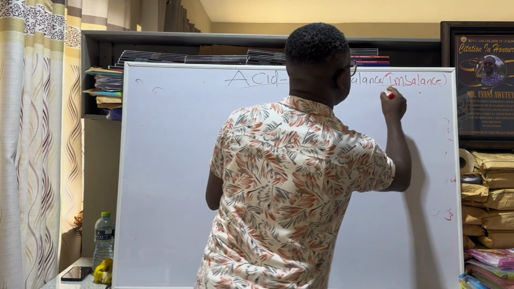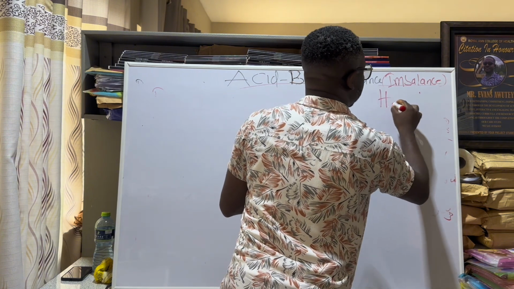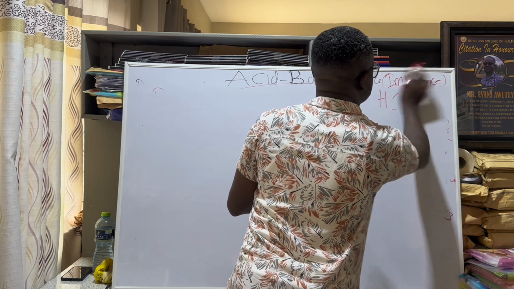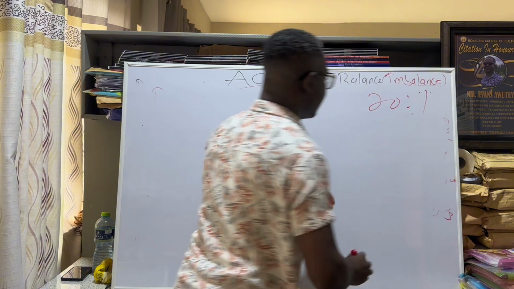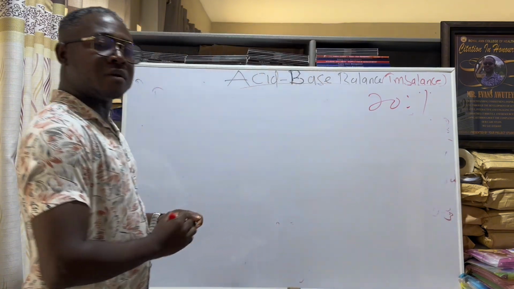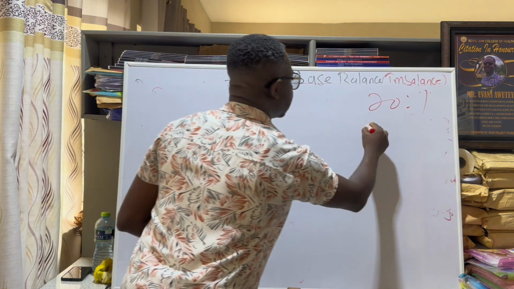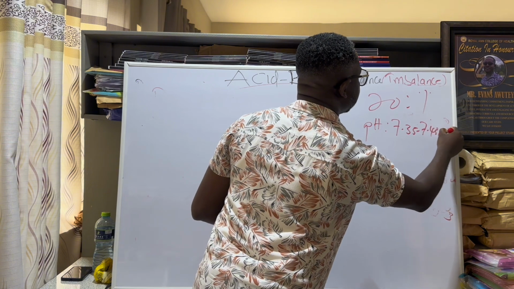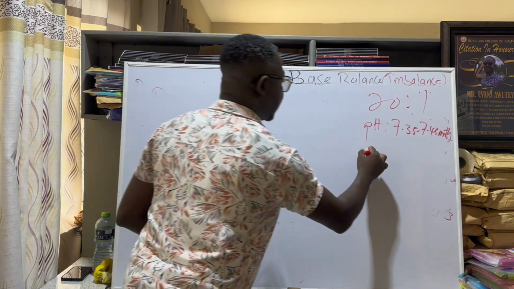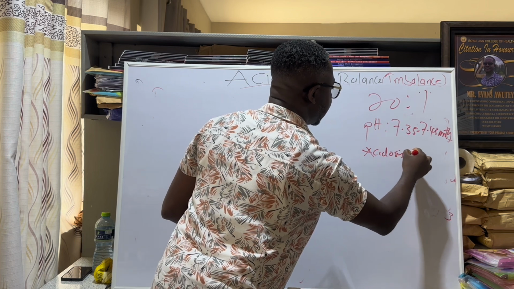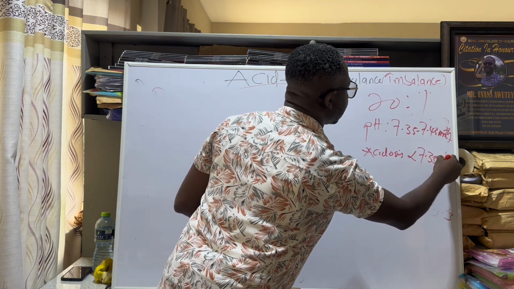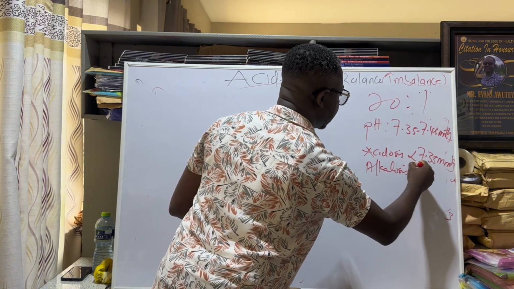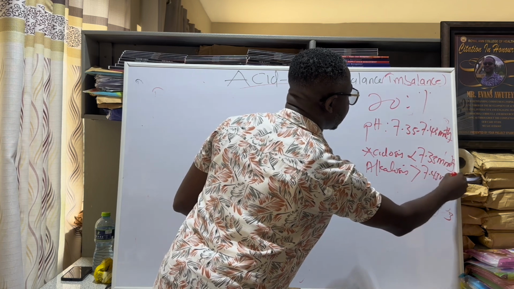Alkalosis. Let me still put the ratio here, which is the bicarbonate, and then we have the 20:1, which is the alkaline, and then the carbonic acid, and then the pH. We said the normal is 7.35 to 7.45 millimeter per mercury. And then the acidosis, we said anything less than 7.35 millimeter per mercury. We have alkalosis, anything greater than 7.45 millimeter per mercury.